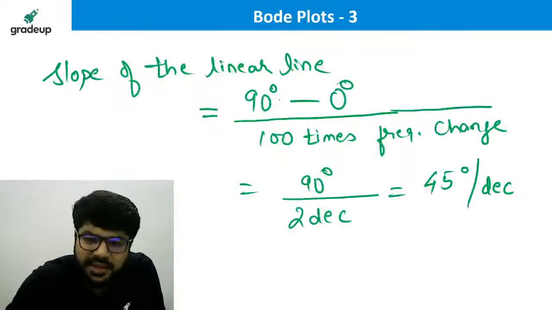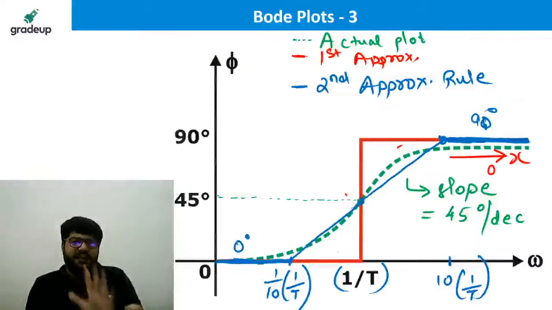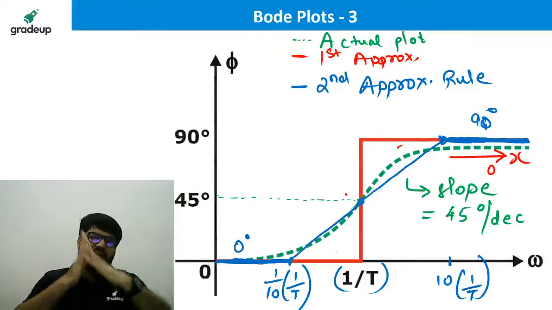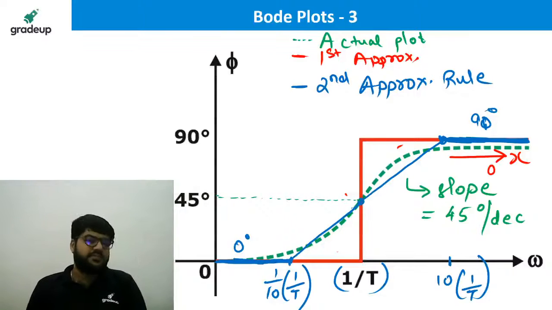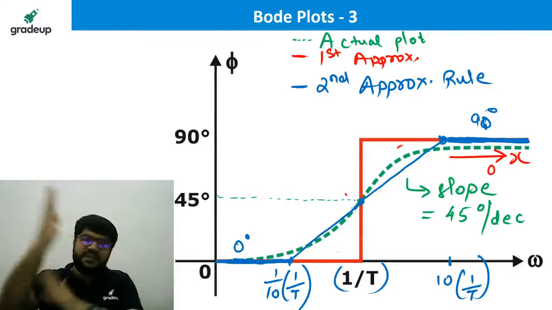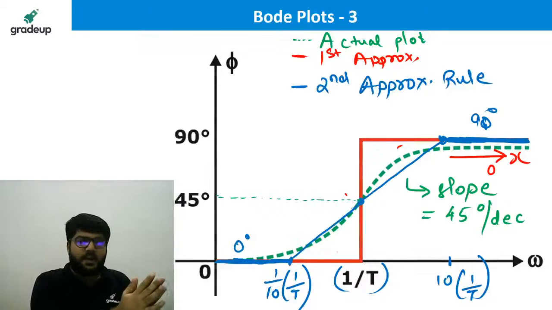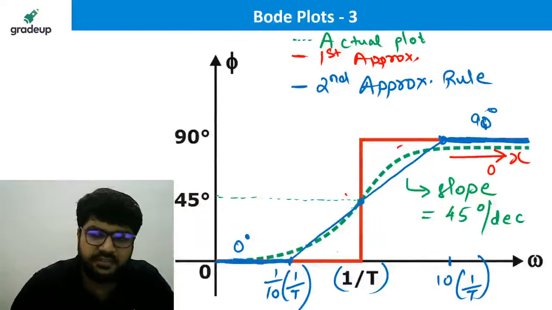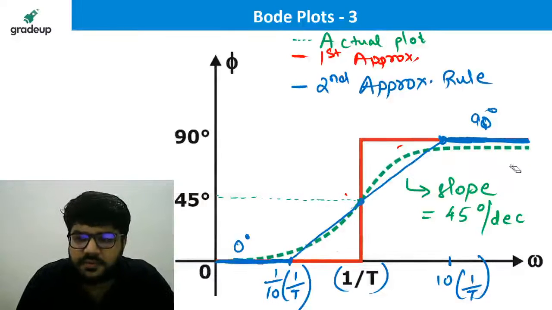So remember this, just put this graph in your mind. That 1 plus st graph. First slope 0, then it increases plus 45, and then slope is again 0, so minus 45. So first plus 45 and minus 45. First means at the 1/10 point plus 45, at the 10 times point the slope changes minus 45. I hope that is clear now.